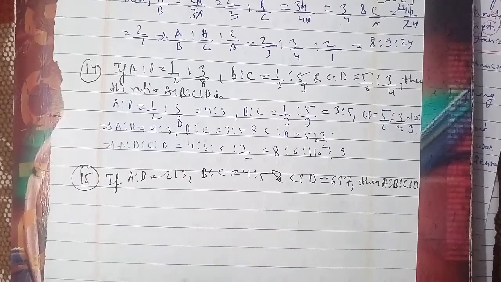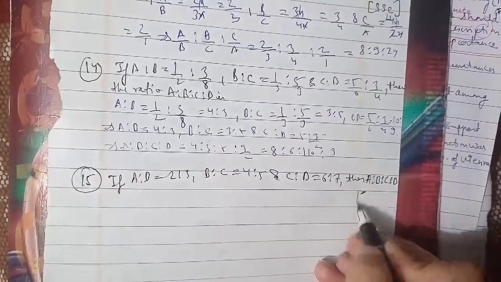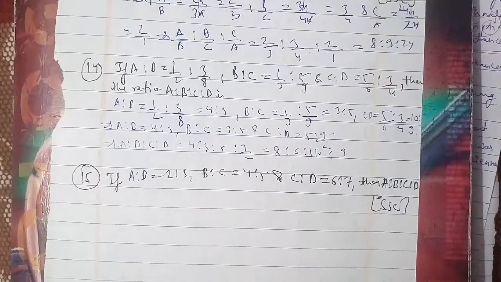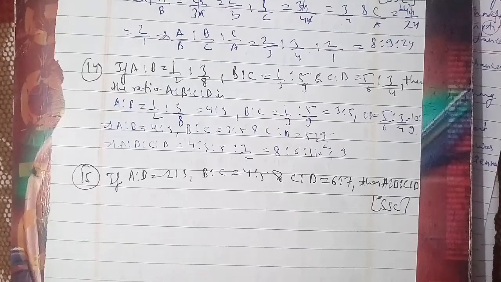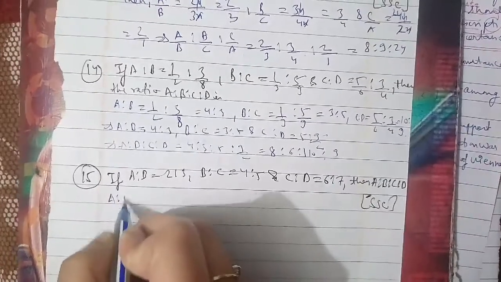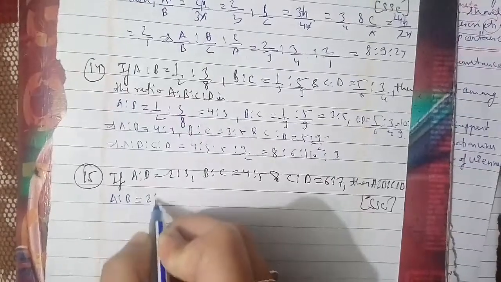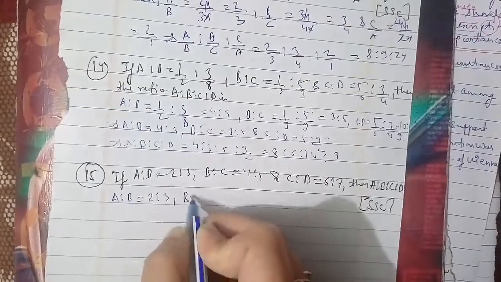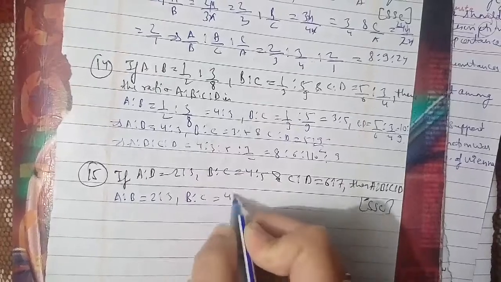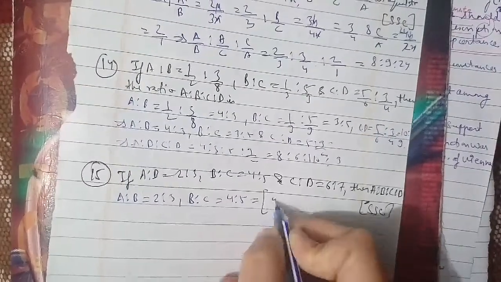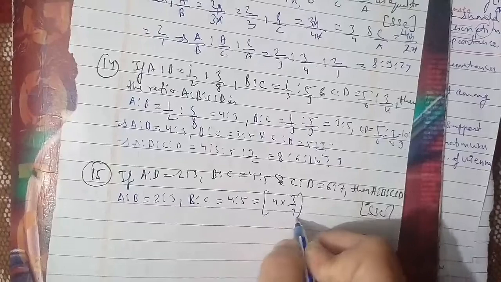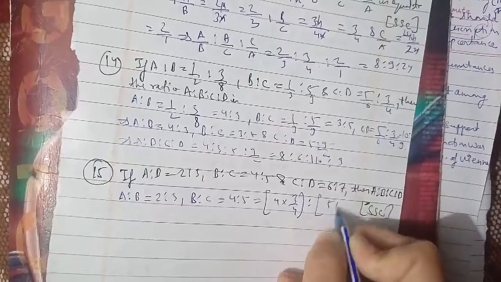A ratio B equals 2 ratio 3, B ratio C equals 4 ratio 5. Multiplying by 3 and 4 here, B ratio C becomes 3 ratio 4 ratio 3.4. You guys, that will cancel here. C ratio D equals 6 ratio 7.